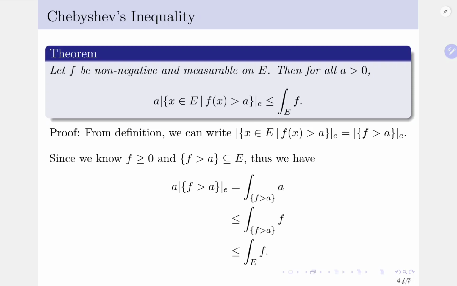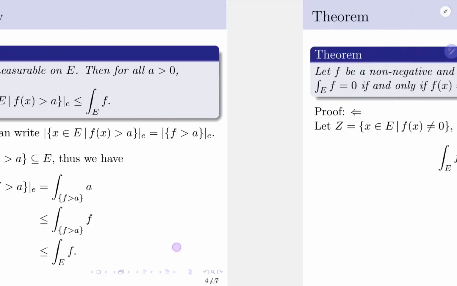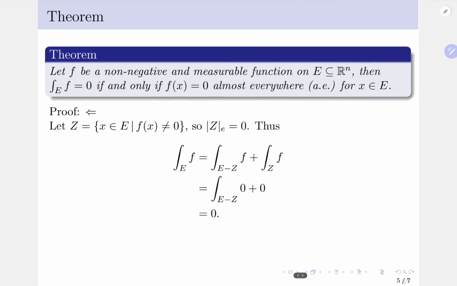And let's show an example of a theorem that uses these Chebyshev inequalities. So this theorem is, we let f be a non-negative and measurable function on E, which is similar to just now. Then the Lebesgue integral of f on E is equal to 0 if and only if f(x) equals 0 almost everywhere for x in E.